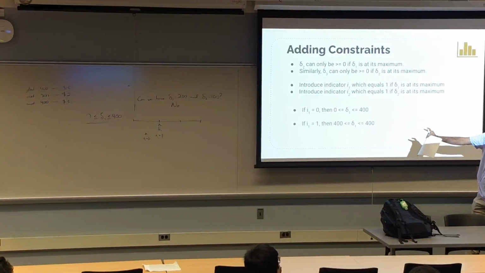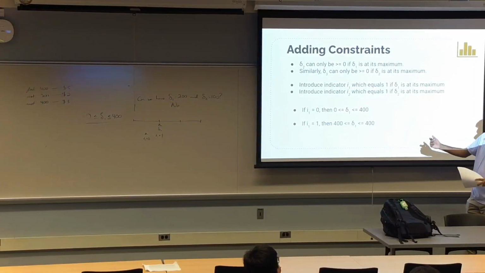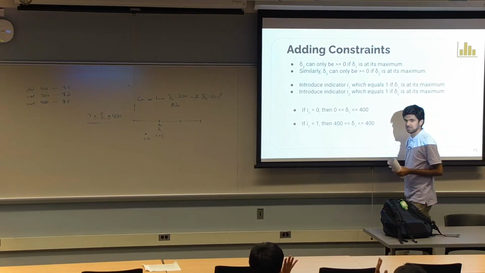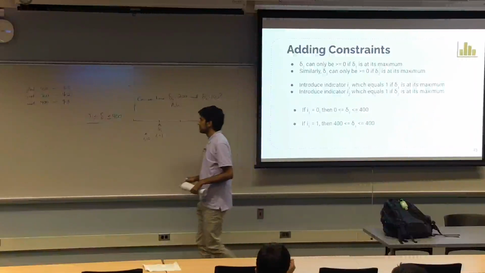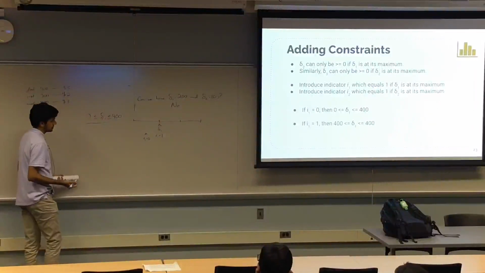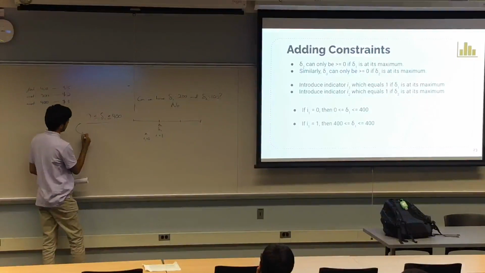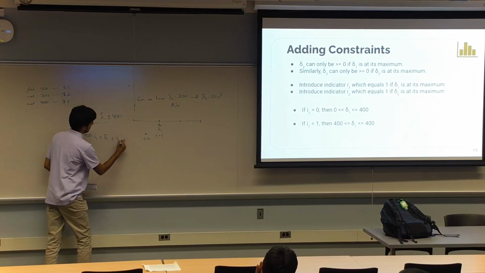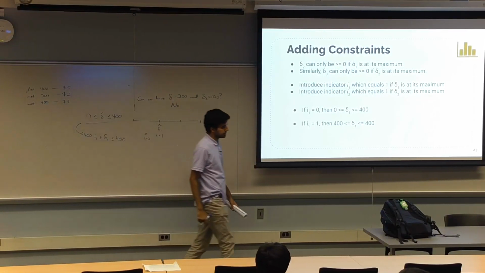I think the upper bound shouldn't change, because the upper bound will be 400 regardless of what I is. It's just the lower bound that is different. It's not always 0. So how can we rewrite it to match this behavior? Can it be I1 times some number, like if I1 is 0 then 0, and then 400? Yeah, 400. Just rewrite it as 400 times I1 is less than or equal to delta 1, which is less than or equal to 400.